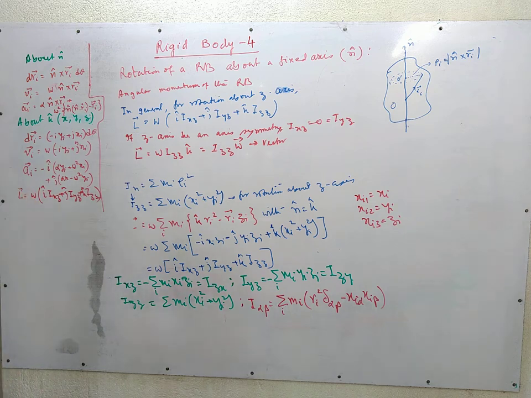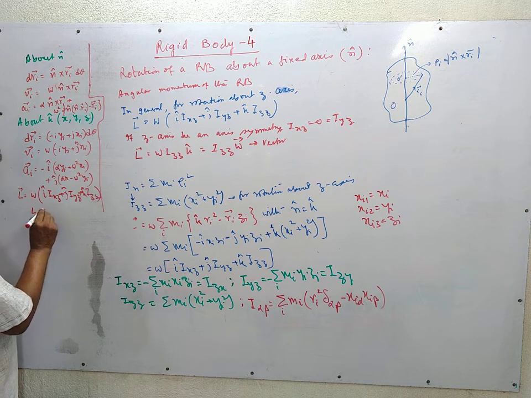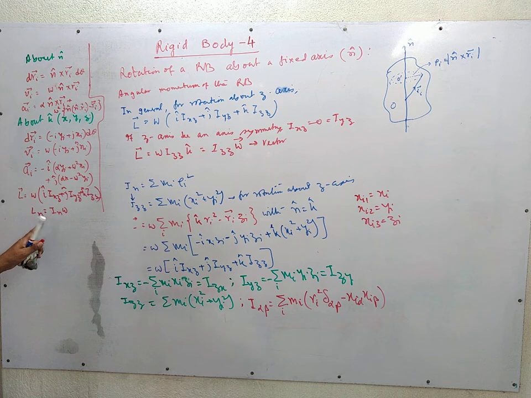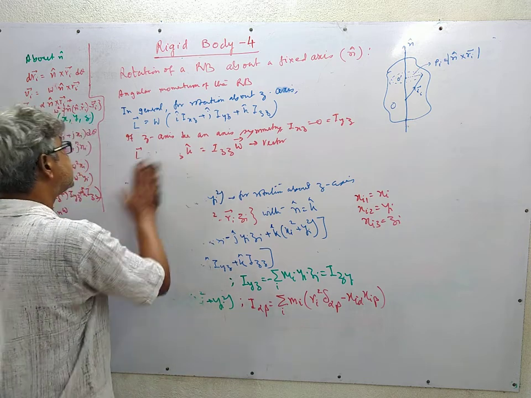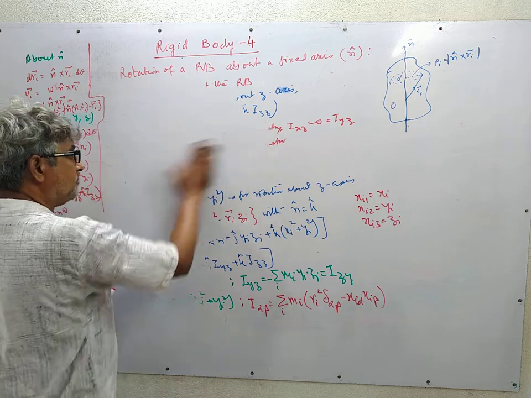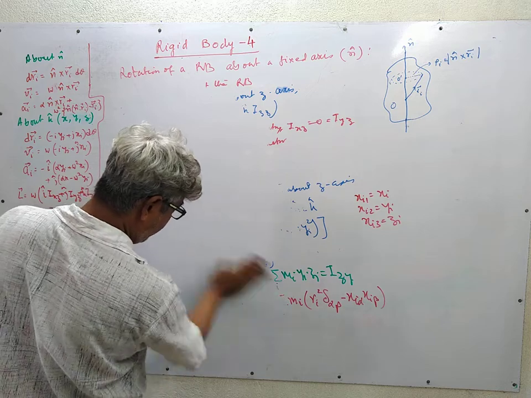This is the angular momentum. And if we consider rotation about the n axis, then L_n is equal to I_n omega. This is in the component form. We consider another quantity which is of importance, the torque, which is defined as the moment of force.